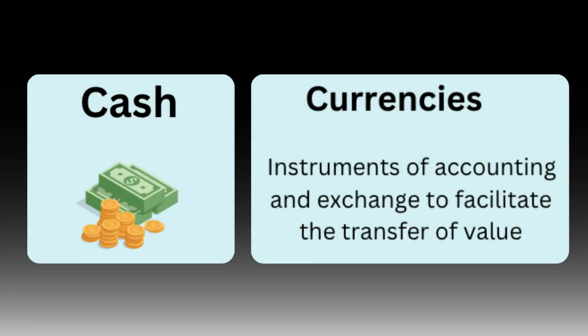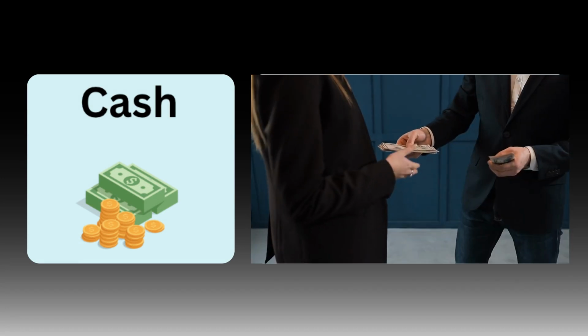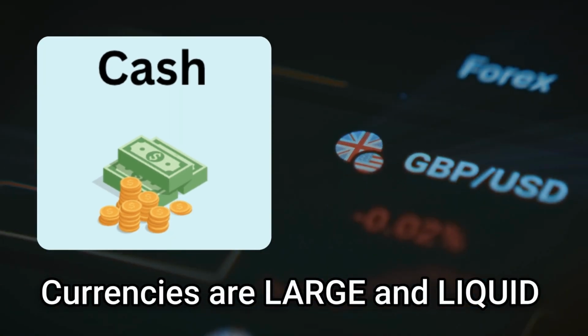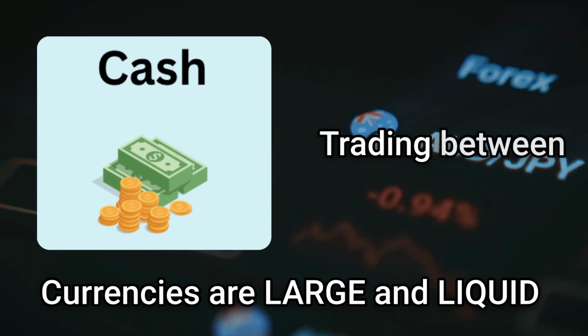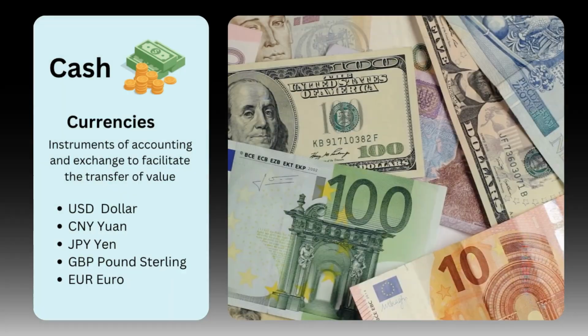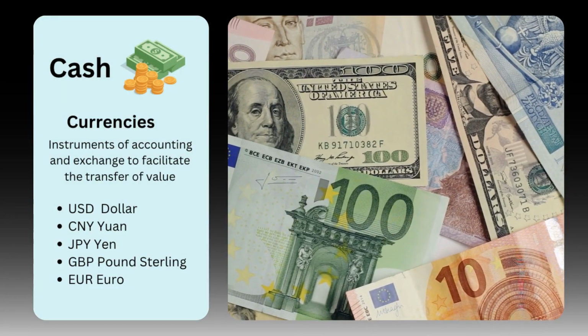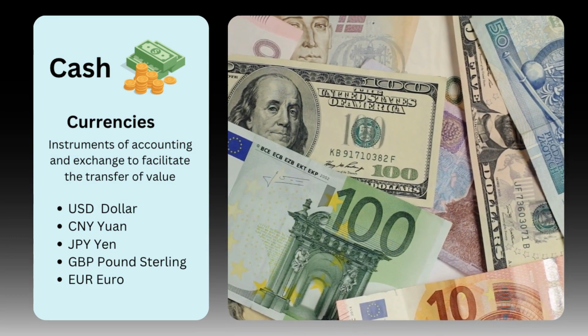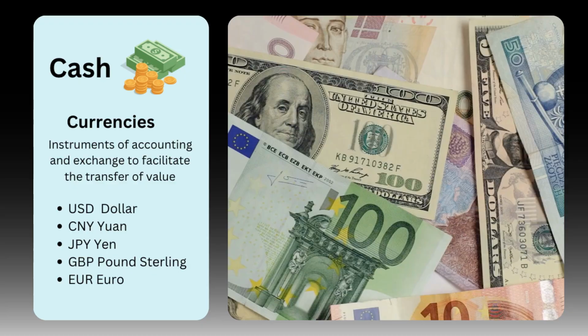The technical term for cash is currency, and currencies are instruments of accounting and exchange to facilitate the transfer of value. Currencies are the largest and most liquid asset class, trading between $6 and $7 trillion a day. A couple examples. For the US, cash is the dollar. For Japan, the yen. For Europe, the euro. The yuan for China. For England, the pound sterling. And for Switzerland, the Swiss franc.